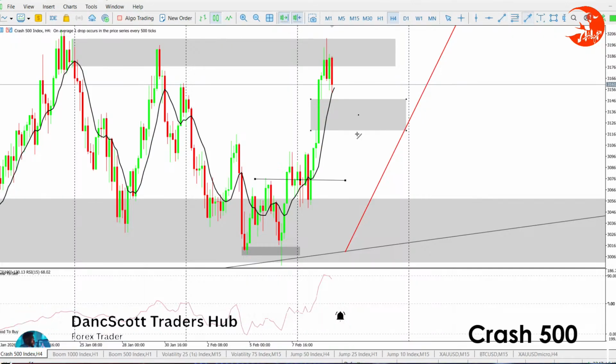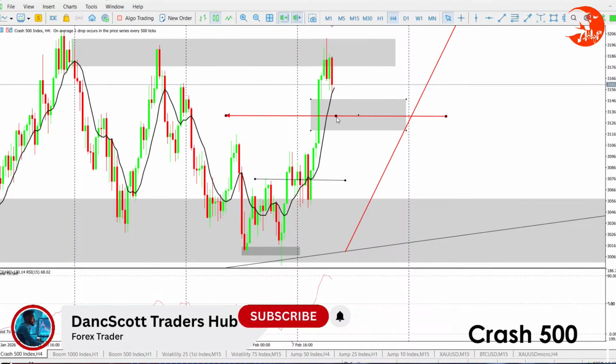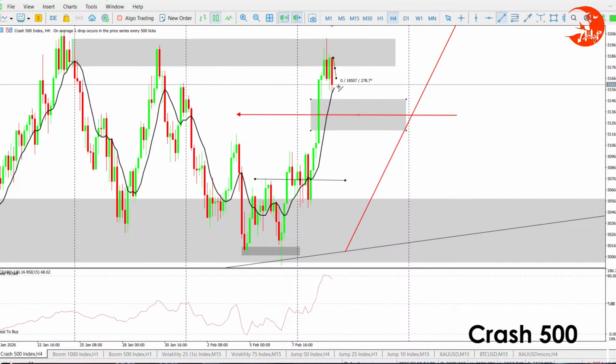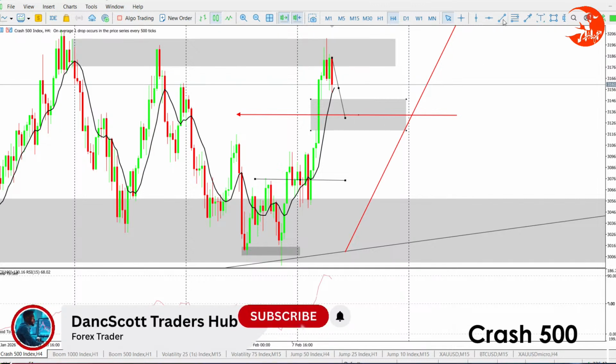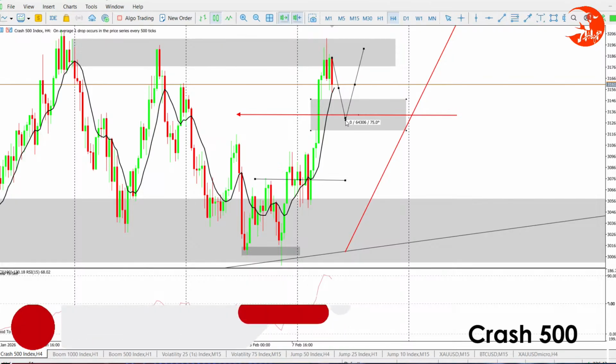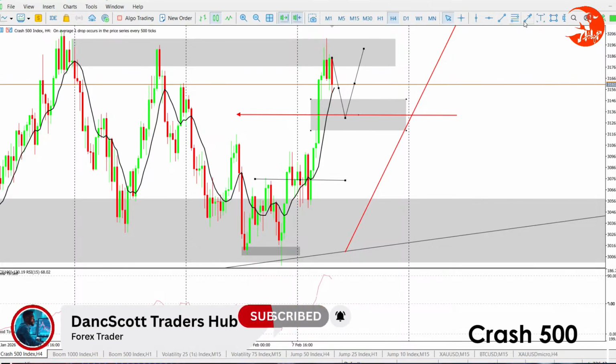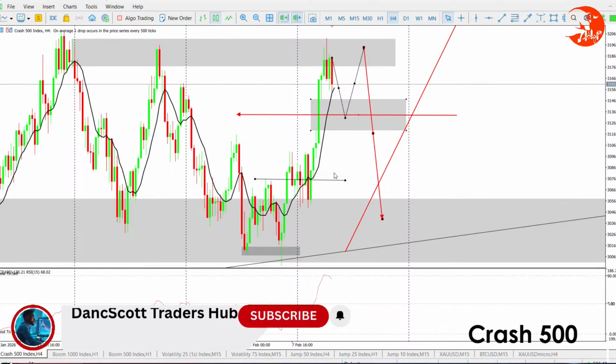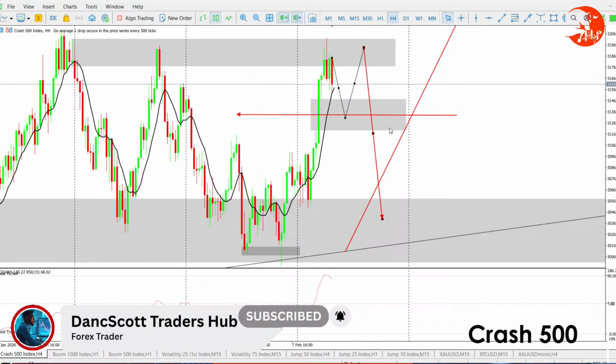In between it, so I'm going to have it like that. My anticipation is this, and then that, and then drop. So that is how it's going to be. That's how I'm going to anticipate it.